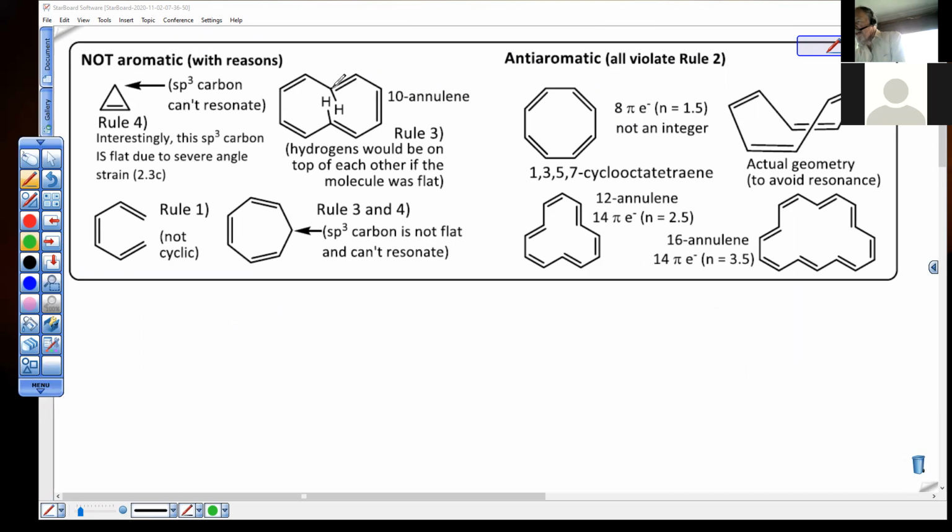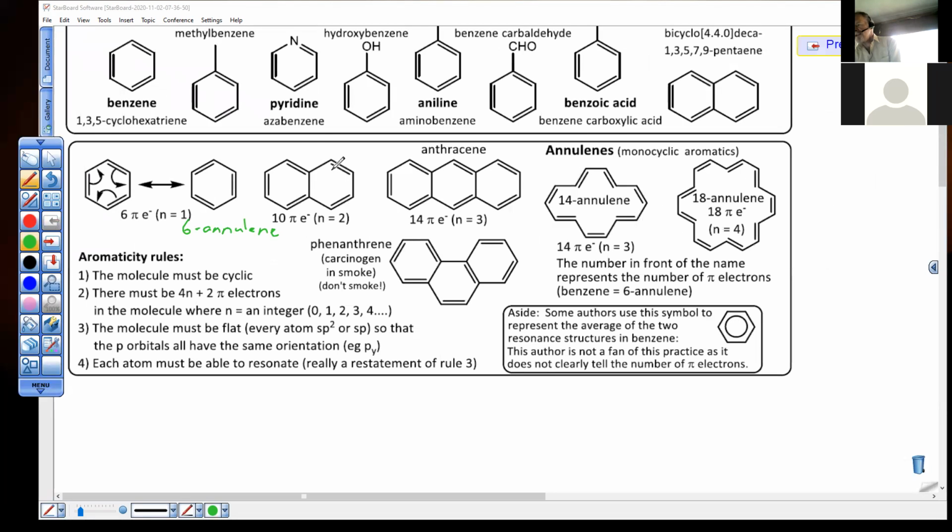if this thing is flat here and here, then these H's would be on top of each other, which is not possible. You can't have two atoms in the same space. So this thing would have to bend to get the H's away from each other. And as it bends, it's no longer flat. So if you're forced to put atoms on top of each other to be flat, then that is preventing you from becoming aromatic.